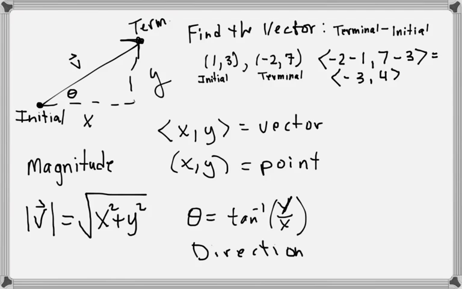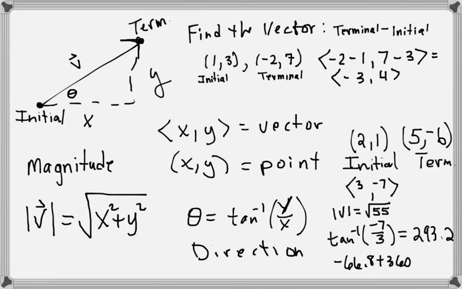Let's just do an example. Actually, let's do points. Let's do the point 2, 1, and the point 5, -6. I want you to do 3 things. Number 1, I want you to find the vector, the component form. Number 2, I want you to find the magnitude and the direction. You'll need your calculator for this.